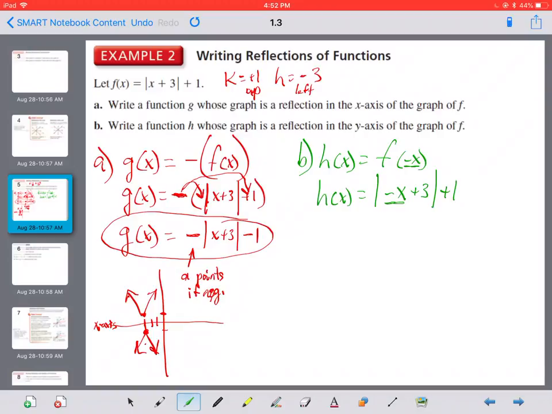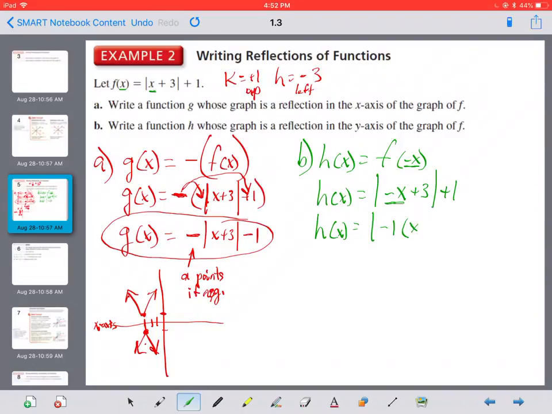Okay, see, I've replaced x with negative x. It used to be x up here. Now it's negative x in mine. Now, that's close to being finished. But I can't have that x be negative. So I've got to work on getting it out of there.